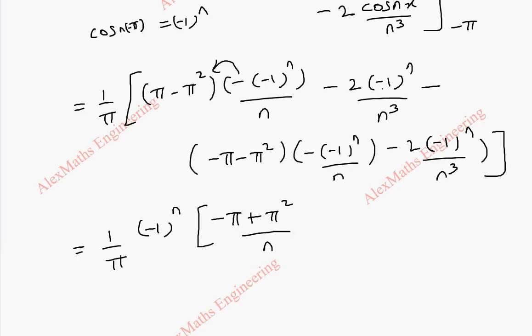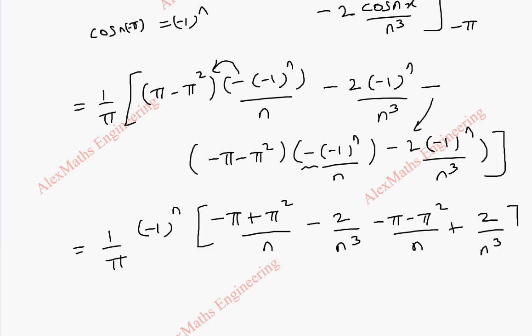Then when this minus 1 power n is out, we get only minus 2 by n cube. And this minus, if I multiply inside with this, it will become positive, but still there is a negative term, minus pi square by n. Then again, this minus when taken inside, this becomes plus 2 by n cube. So totally we can cancel these two, and here the common denominator pi square we can cancel.